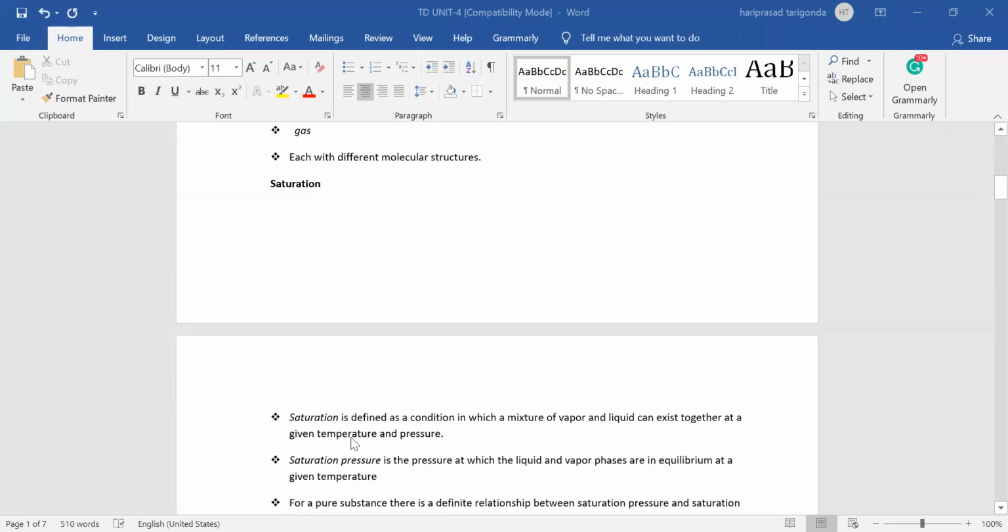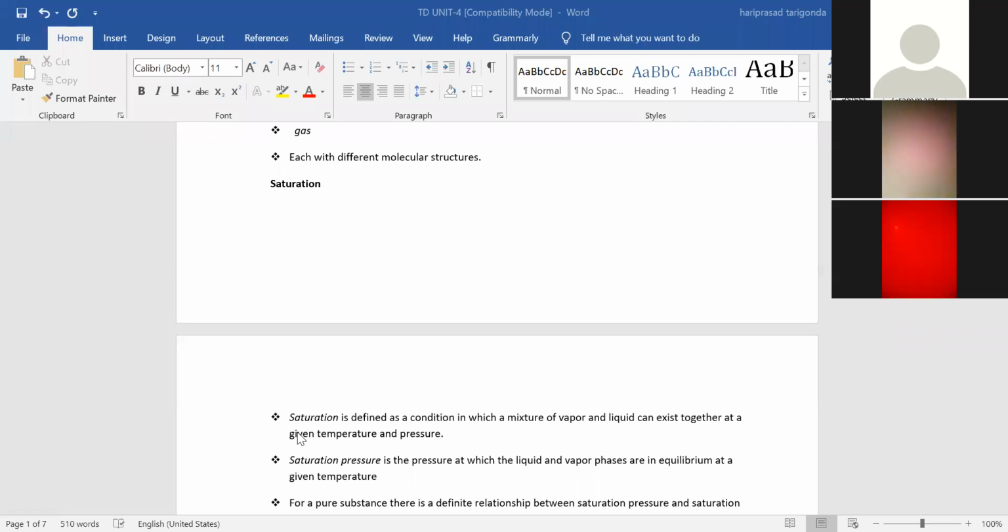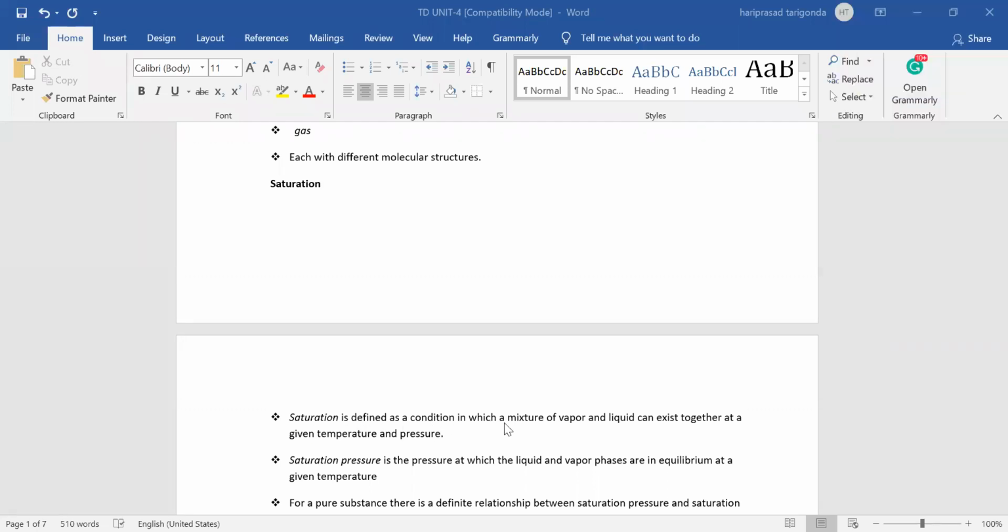In the case of pure substances, generally we come across the saturation condition. Let us see what is meant by saturation condition. Saturation is defined as the condition in which a mixture of vapor and liquid can exist together at a given temperature and pressure. Generally, it happens at the boiling point temperature.